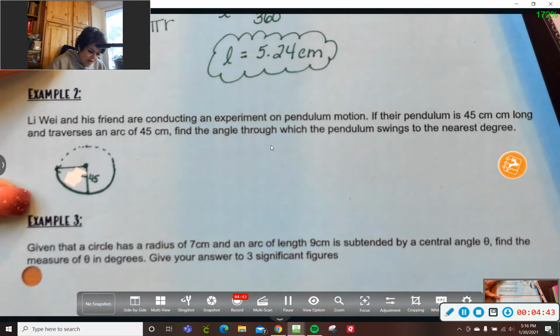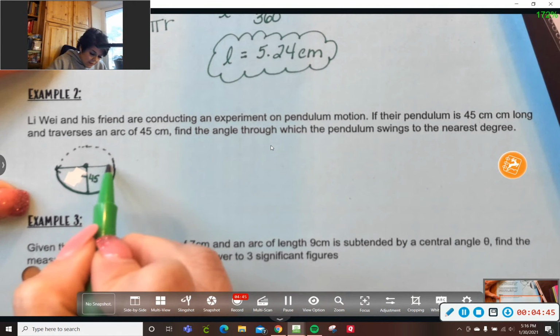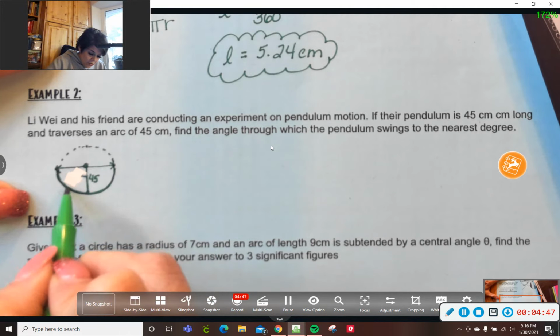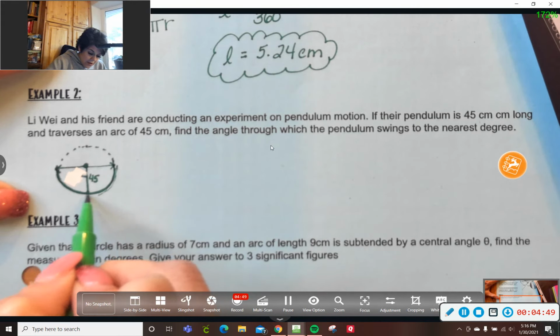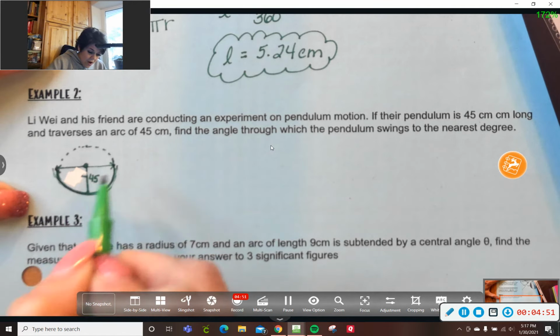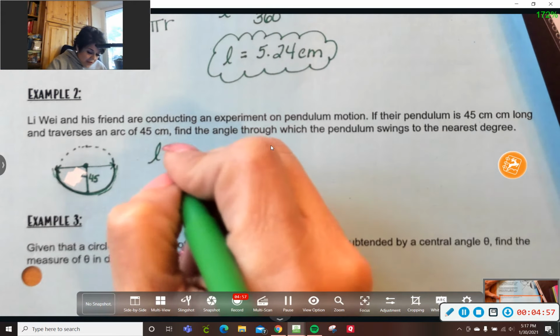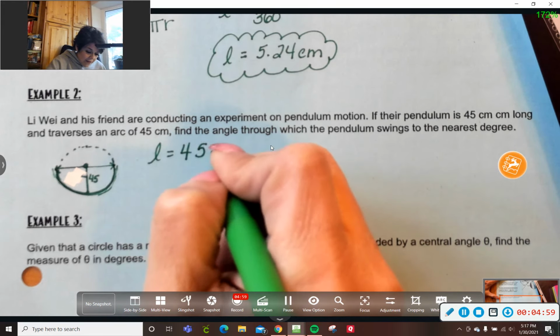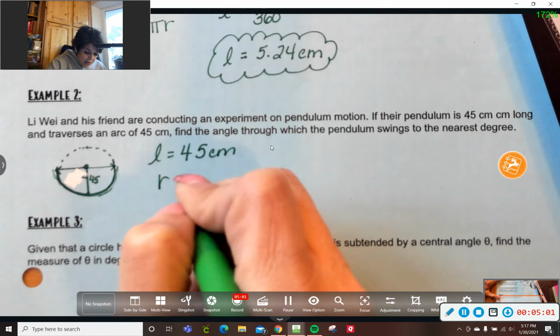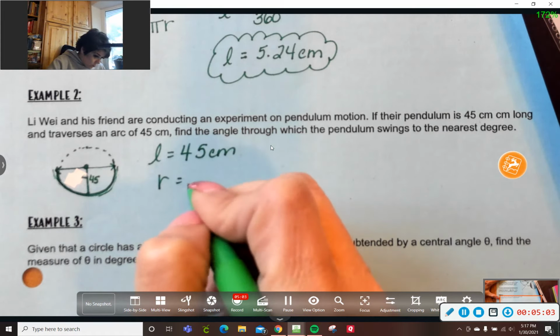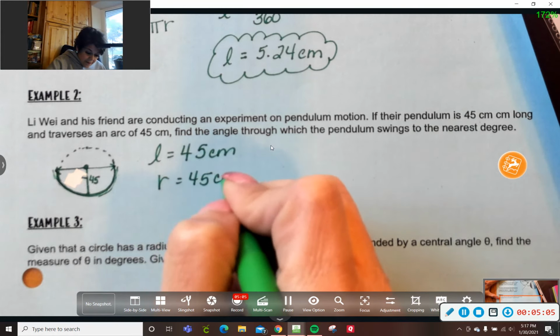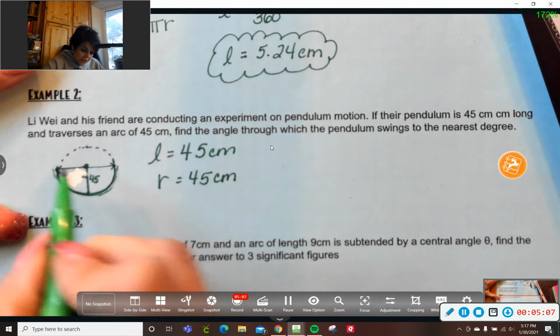Okay. I know that it's going from here all the way here. I know that it transverses on this. So that means I know the length of the arc. So I'm going to say I know the length of the arc is 45 centimeters. I know the radius is also 45 centimeters. And it wants to know what's the angle.